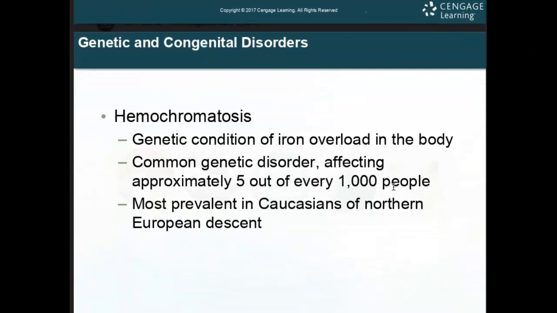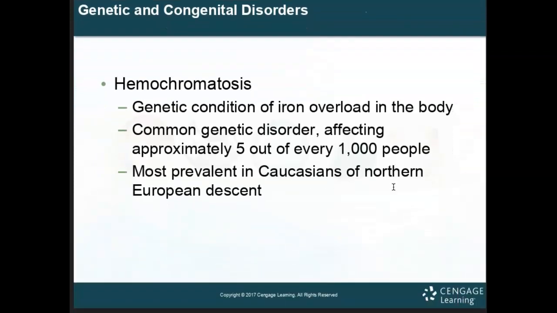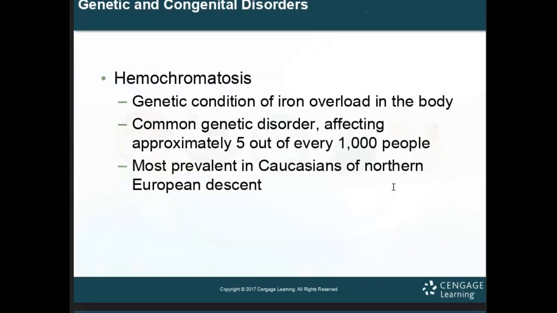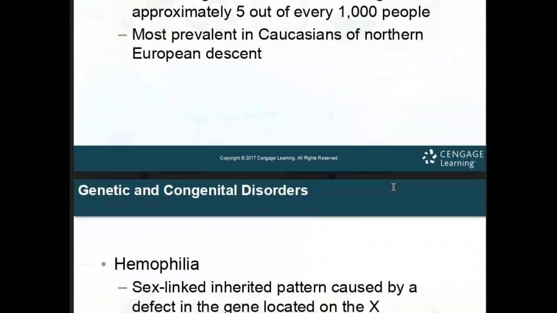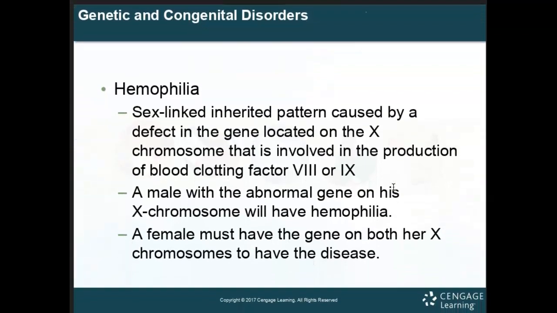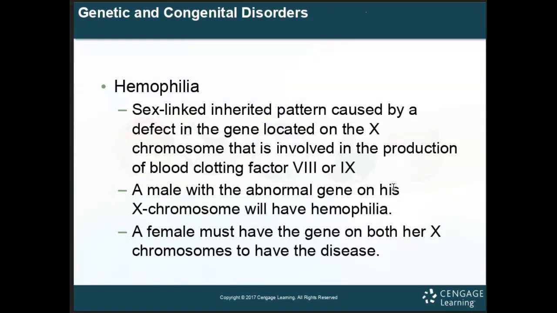Hemochromatosis is another genetic condition of iron overload in the body. It is a common genetic disorder affecting approximately 5 out of every 1,000 people. Most prevalent in Caucasians of Northern European descent. Hemophilia, the sex-linked inherited pattern caused by a defect in the gene located on the X chromosome that is involved in the production of blood clotting factors.